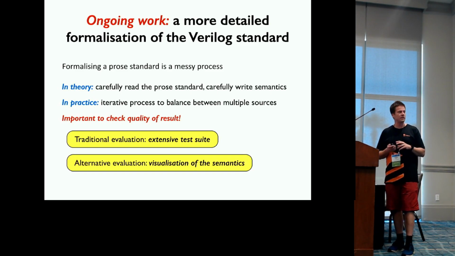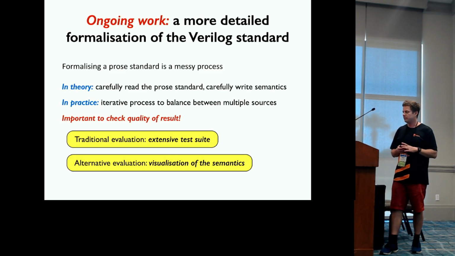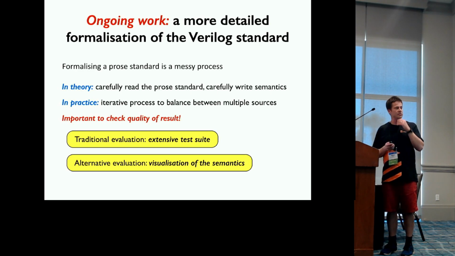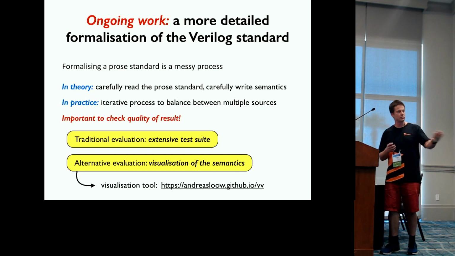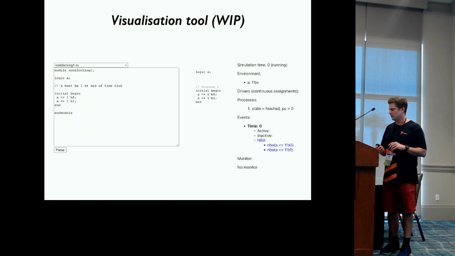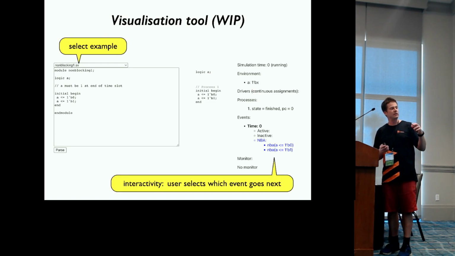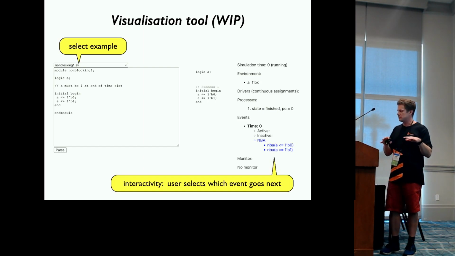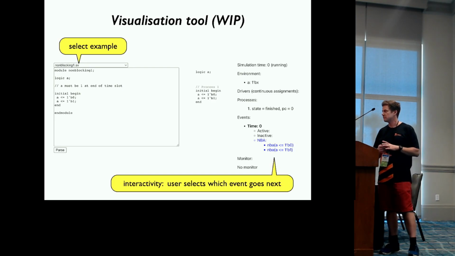And what Andreas is working on is maybe not an alternative evaluation, but another way of understanding the formal semantics, which is to have a visualization of the semantics. And for this, he has a new visualization tool that you can try out. And here is a quick screenshot. The point of this is that you write your own Verilog code, and then you can interactively step through it because it's very non-deterministic. So you can pick what should happen next, and then you can explore the semantics for yourself.